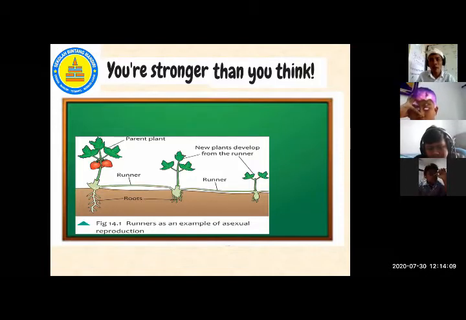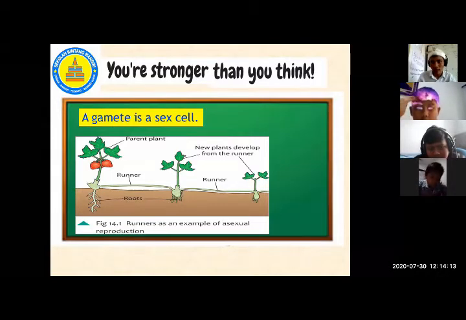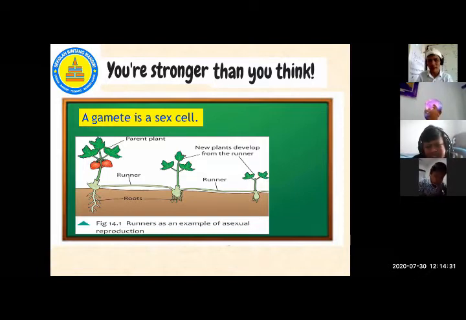Now, this one, please remember. Nanti Mr. tanya ini ya. Apa itu gamet? Gamete is a sex cell. Atau sel kelamin ya. That is called gamete. Male has a gamete, female has a gamete. Jantan punya gamete, betina juga punya gamete. But we only talk about gamete in sexual reproduction. Hanya ada di sexual reproduction. Gamete ini, okay? Next.